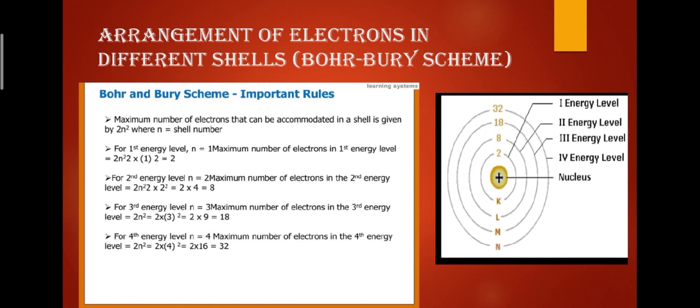In your book, page numbers 52 and 53 are all about electronic configuration, and on page number 54, the arrangements of some 20 elements are given that illustrate how the electrons are arranged in them. So just go through it once, you will understand it.